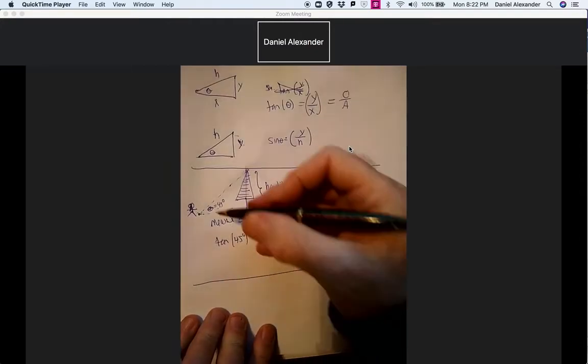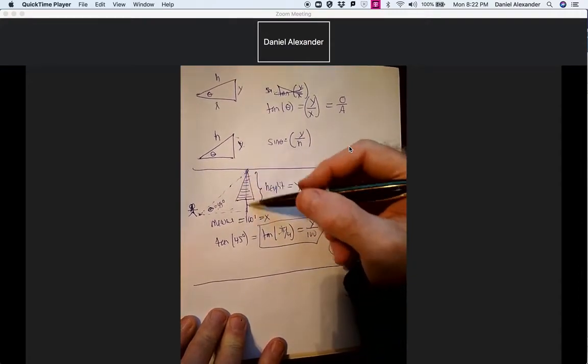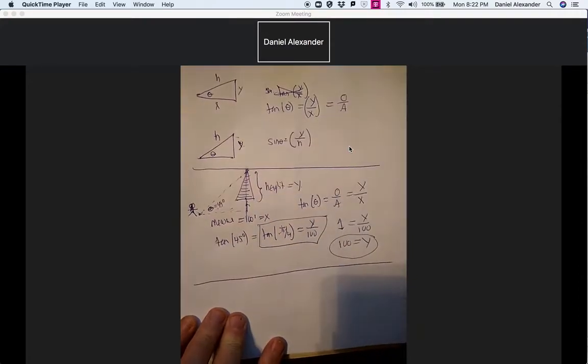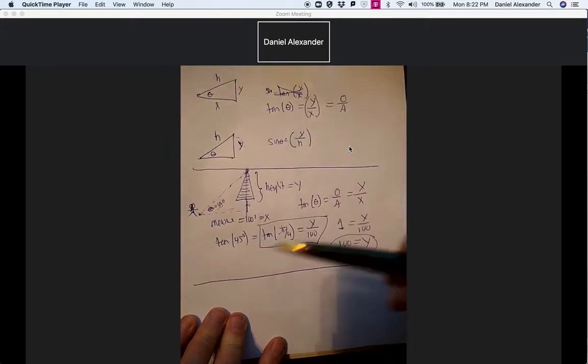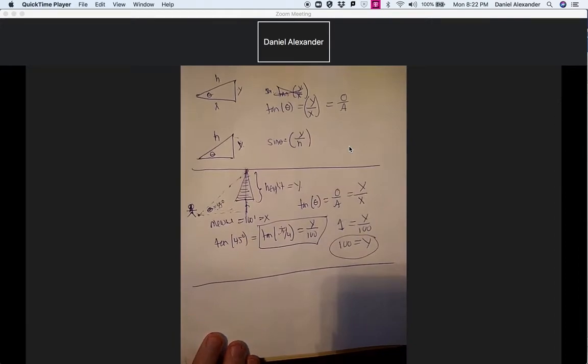Okay, so that's an example of trigonometry, and this is a way that it can be used. You can measure the height of something from the ground. You just need to figure out what that angle is, and again, there are tools that allow you to do that. Okay, so that's my first example.